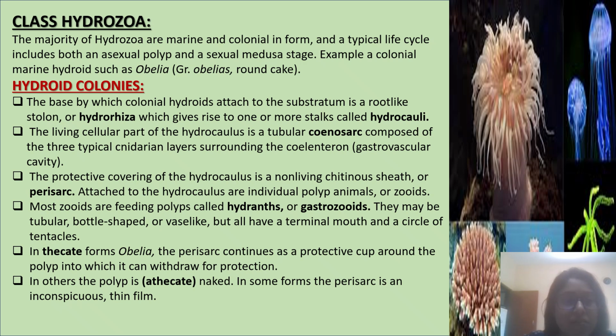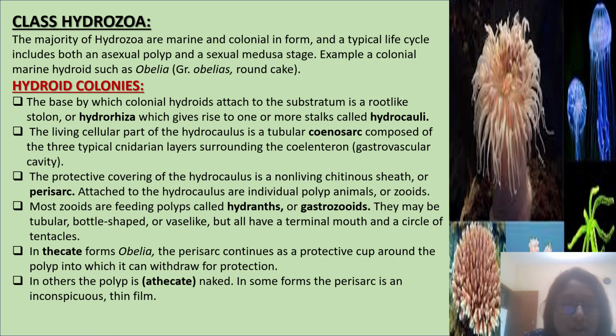Hydroid colonies. The base by which colonial hydroids attach to the substratum is a root-like stolon or hydrorhiza, which gives rise to one or more stalks called hydrocauli. The living cellular part of the hydrocaulus is a tubular coenosarc composed of the three typical Cnidarian layers surrounding the coelenteron, that is gastrovascular cavity. The protective covering of the hydrocaulus is a non-living chitinous sheath or perisarc. Attached to the hydrocaulus are individual polyp animals or zooids.